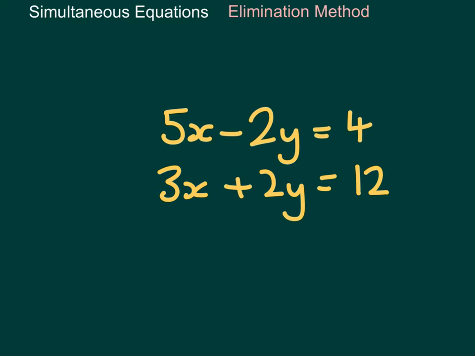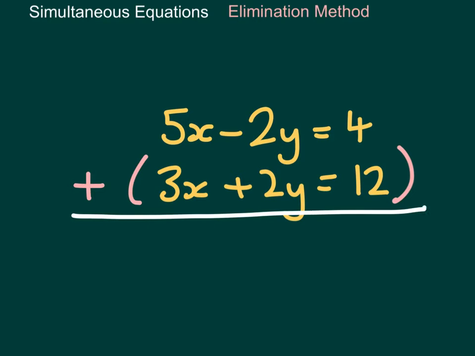Now I'm going to look at eliminating the y's in every question. If we look at these two signs here, if they're different, remember, we're going to be adding the two equations together. What that will do is cancel the y's. We'll have minus 2y plus 2y, which cancels them out because it takes you to 0. So when we add these equations together, it's going to give us a nice easy one.